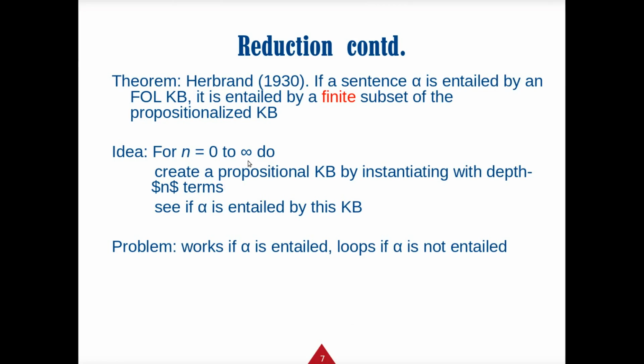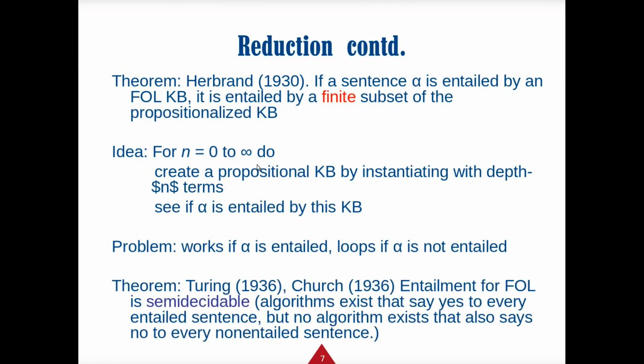The problem is it works if alpha is entailed, and if alpha is not entailed, it would keep on looping, but basically you run out of memory before that happens. And then we have a couple other theorems. We have the Turing-Church theorem: entailment for first order logic is semi-decidable. That means algorithms exist that say yes to every entailed sentence, but no algorithm exists that also says no to every non-entailed sentence. So basically you have a set of sentences that are within the set, and you can ignore the ones that are not.